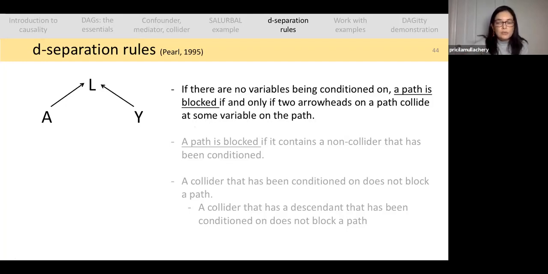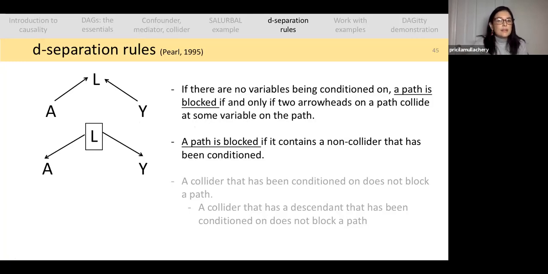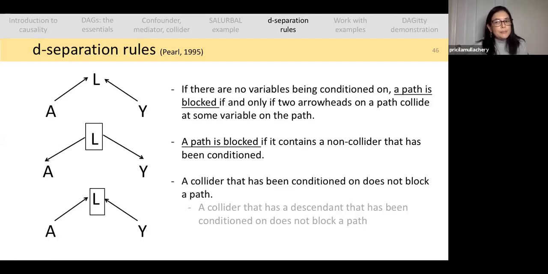The second rule is a path is blocked if it contains a non-collider that has been conditioned on. Right, so in that classic confounder example that we have, in order to block that path, I just have to adjust for L, or condition on L, okay? The third rule is a collider that has been conditioned on does not block a path. So it's similar to this first one. If I adjust for L here, because L is a collider, then I'm opening this path. This is something I don't want to do.